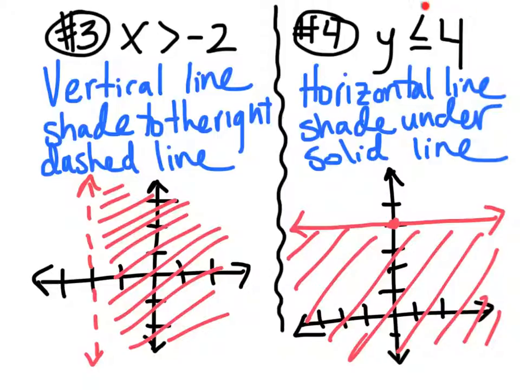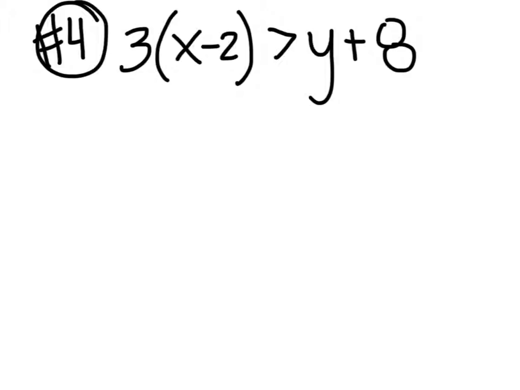Over here, y is less than or equal to 4, so this is going to be a horizontal line. Y is less than, so we're going to shade under, and it is less than or equal to, so there will be a solid line at y equals 4 and shaded underneath, like so.